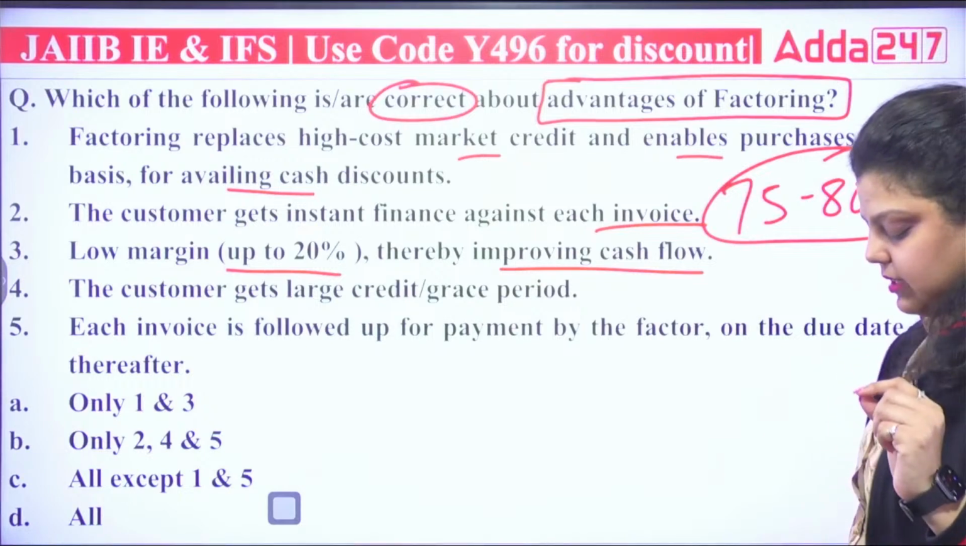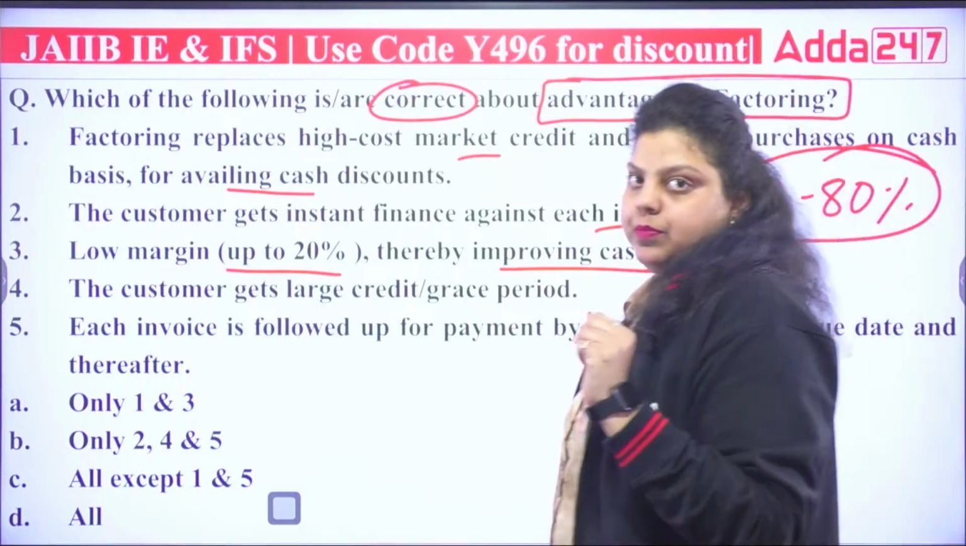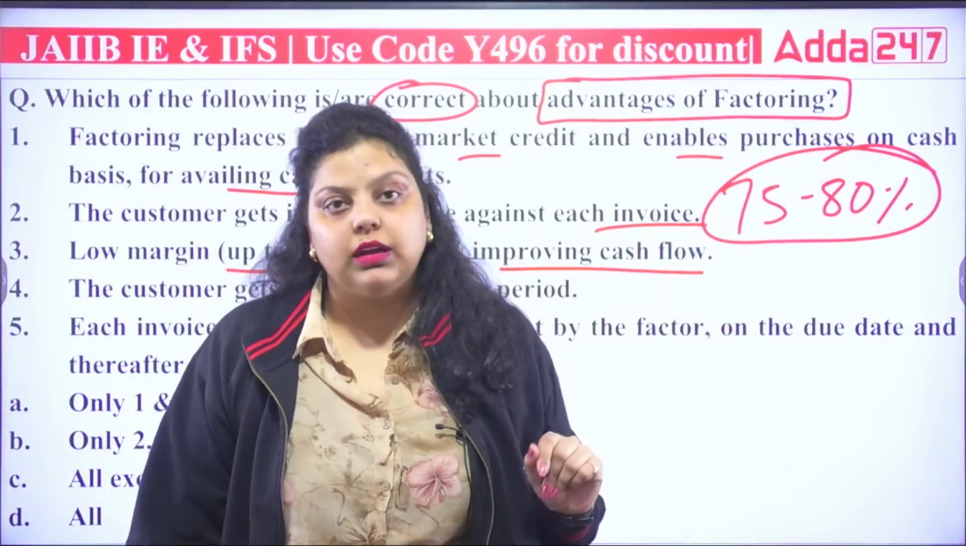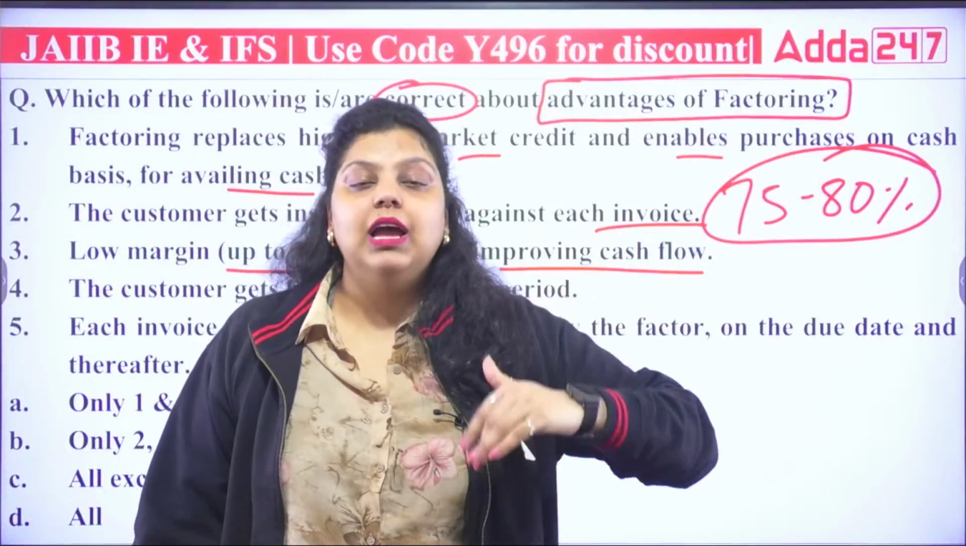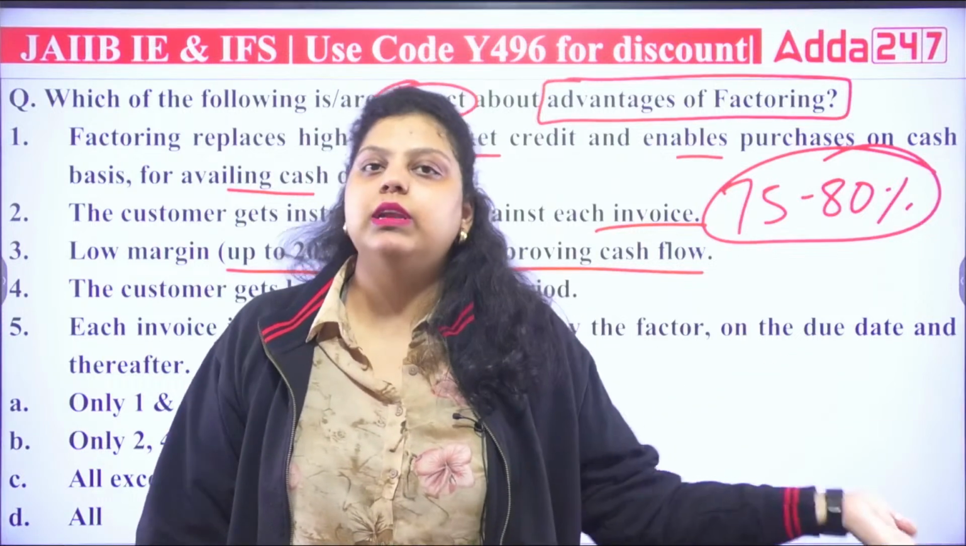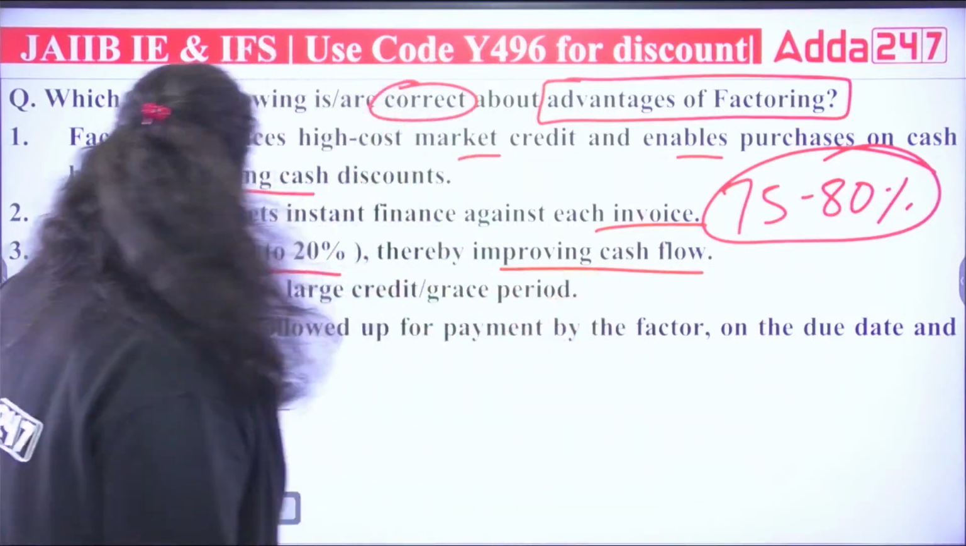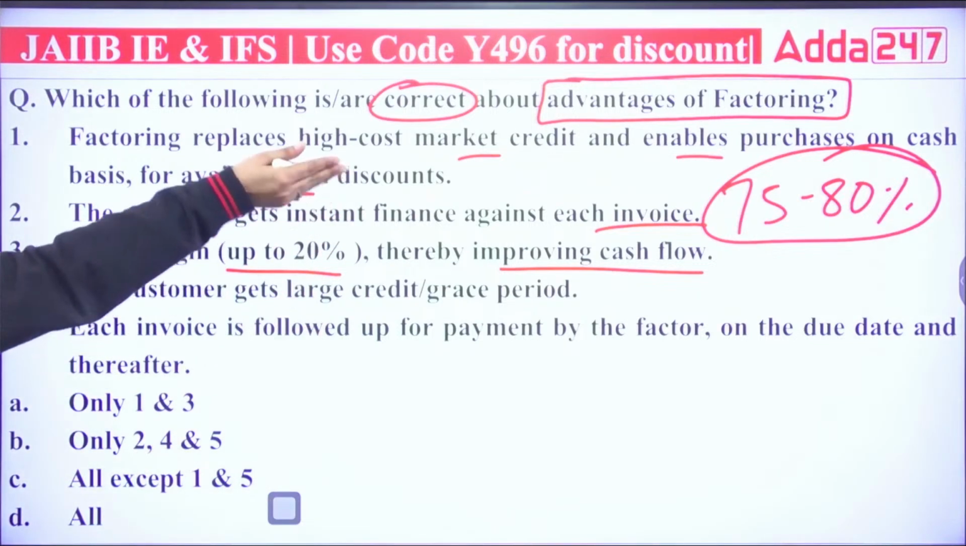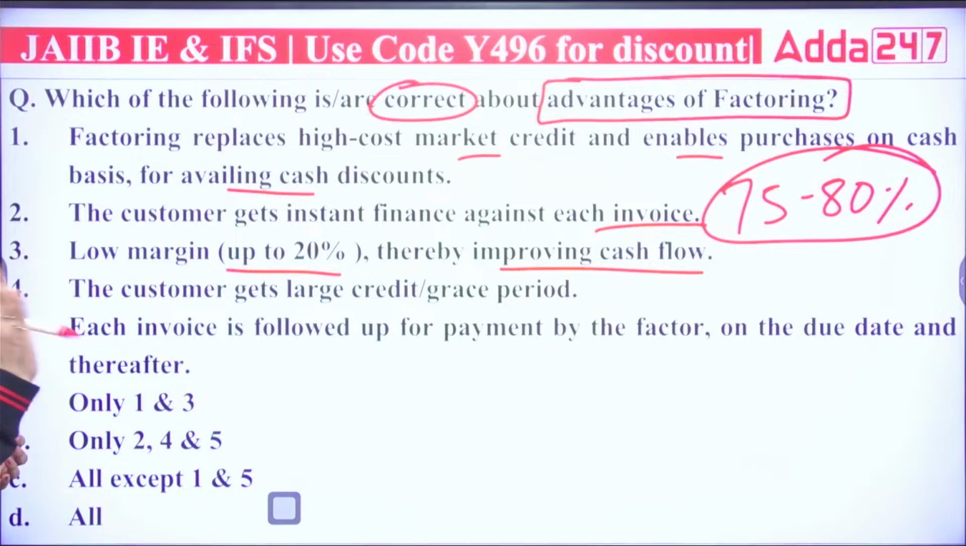Okay, let's say if my invoice is of 100 rupees, then I will be getting 75 to 80 rupees immediately from the bank. Okay, and the bank will have a margin of 20% only, that is 20 rupees in case of our example. So a low margin of 20% will be there. Okay, so more cash flow will be there out of your invoice value.